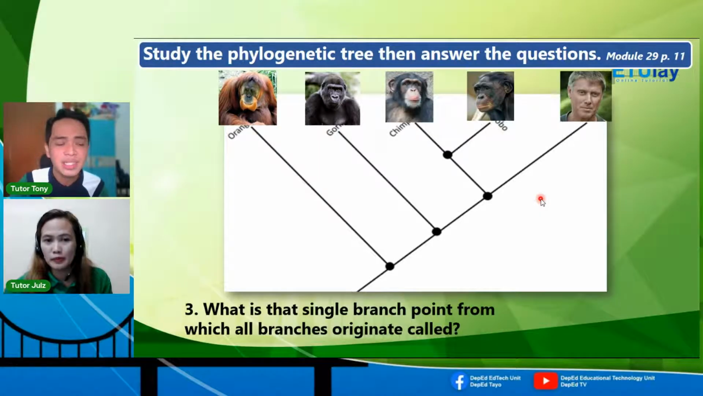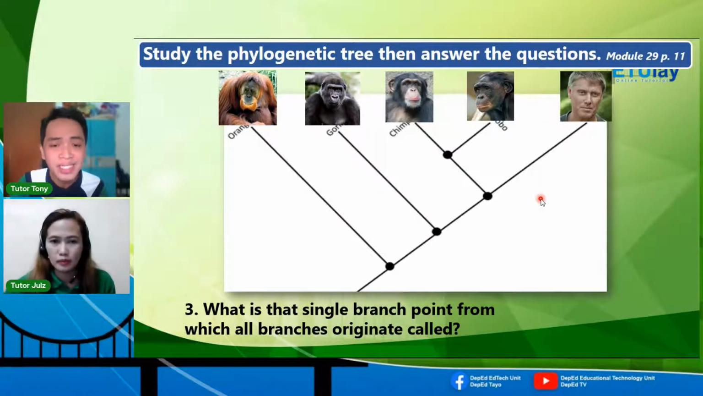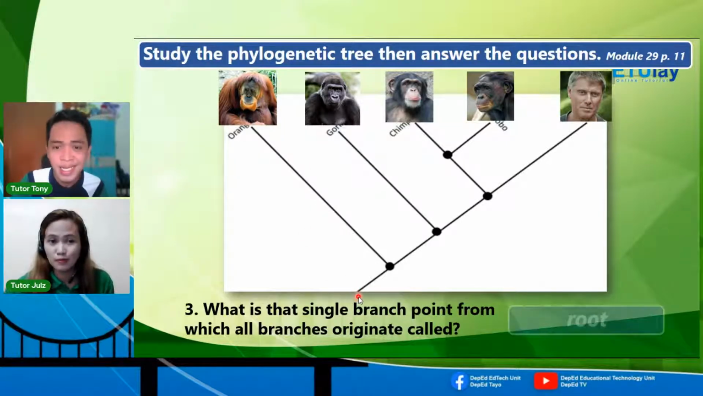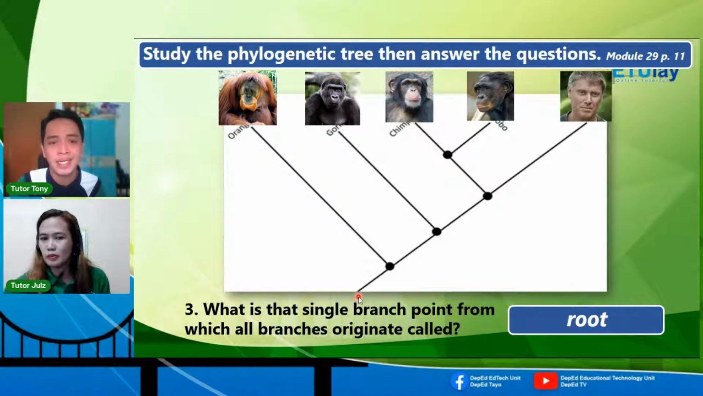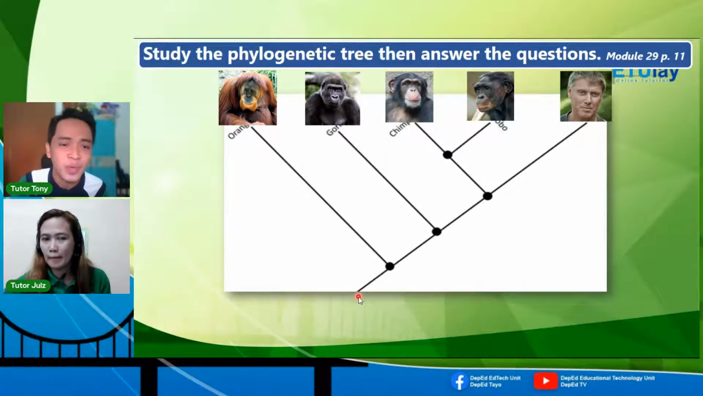Number 3, what is that single branch point from which all branches originate called? Napakadali nito. Kung saan nag-originate itong lahat ng organism na ito. So, ito ang pinakaugat. Alright? So, that is called the root. Alright? So, pinalash ko na kasi that's an easy question eh.